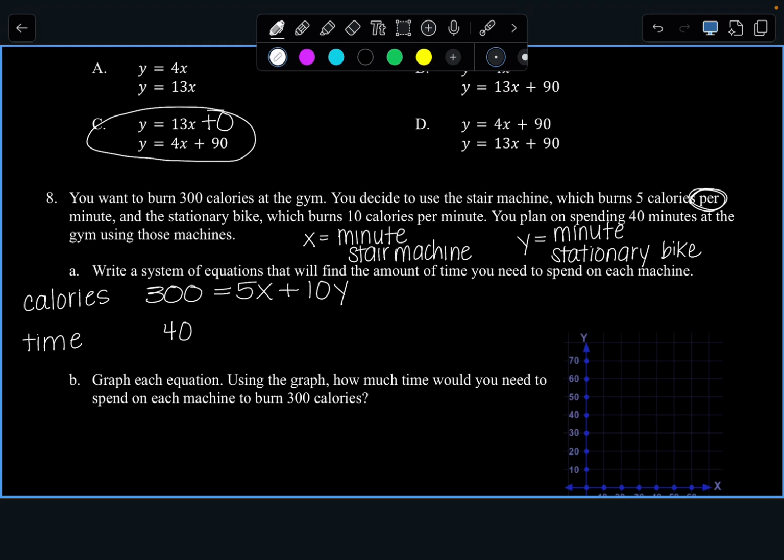And then we're adding the two amounts of calories burned on each machine to find the total calories burned from that workout. The time, we can just add x plus y. We're spending x amount of time on the stair machine and y amount of time on the stationary bike. This is our system of equations, and we can see which one gives us the best set of results.